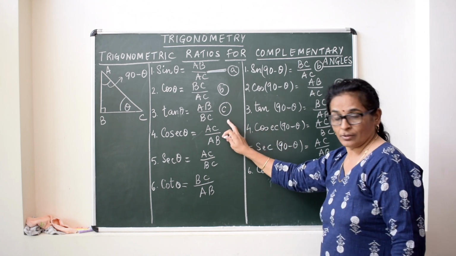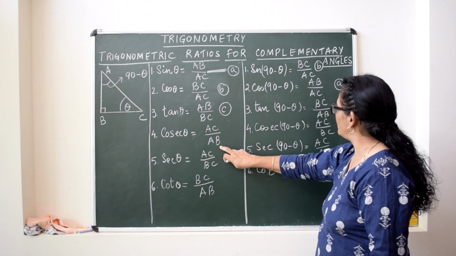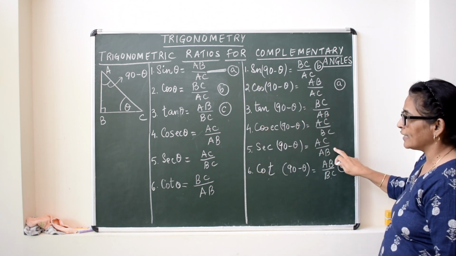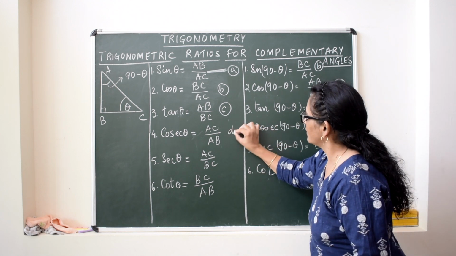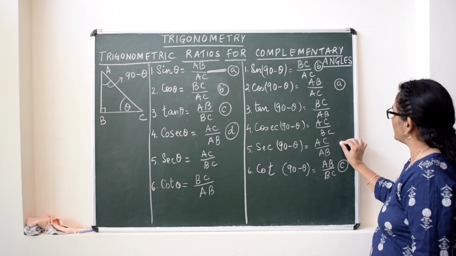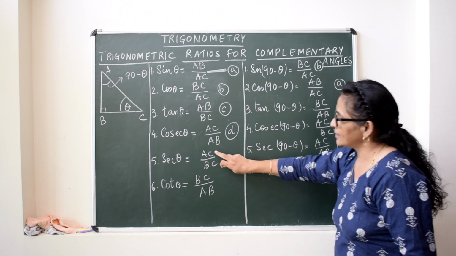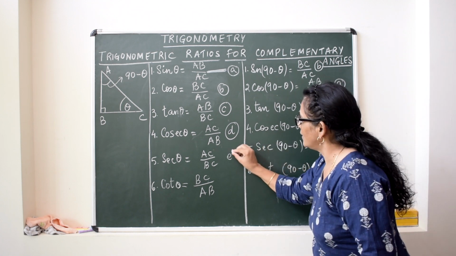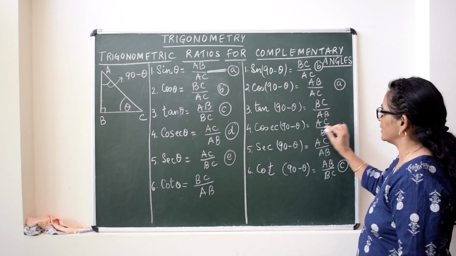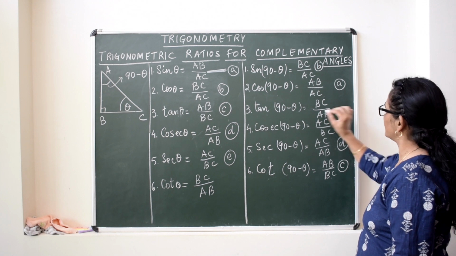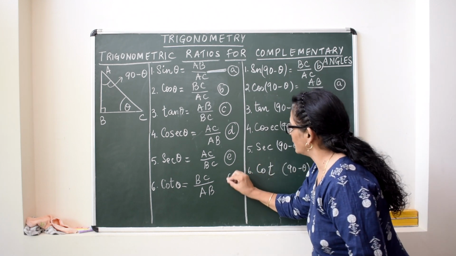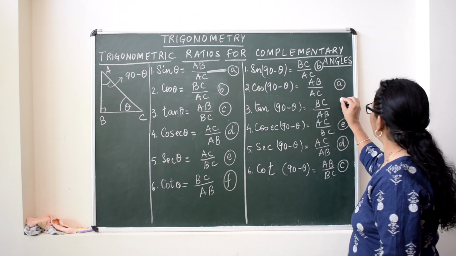Same ratio. Okay. Here it is AC by AB. This is AC by AB. So this is D and AC by AB, this is D. Next is AC by BC. So here we will look at AC by BC. So this is E and this also, AC by BC, is E. Last is BC by AB and this is BC by AB. So this is F and this is F.